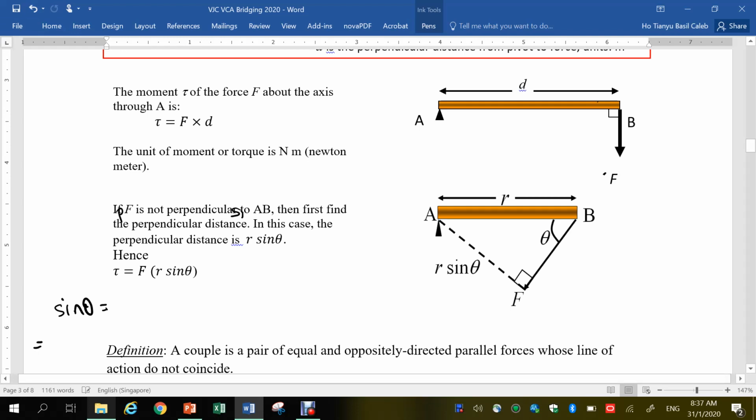Is equal to the perpendicular distance, which means that the perpendicular distance is r sine theta. Okay, and hence the moment is simply the force times r sine theta, which is the perpendicular distance. Okay.